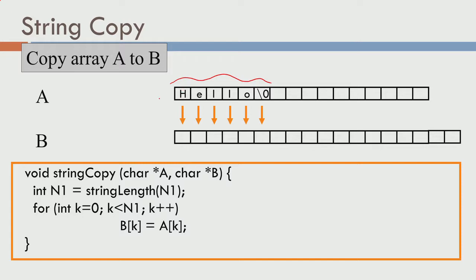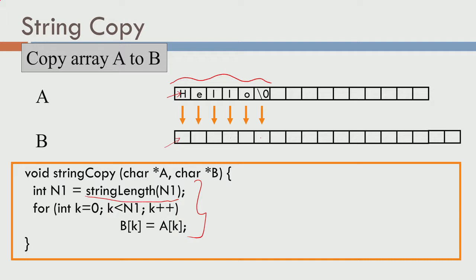So, the H in location 0 of A should be copied to location 0 of B. For example, this L should be copied to this location, this \0 should be copied here, because I am supposed to copy the whole string, and the notion of a string is only if it is terminated by the null character. That is what this program segment does. So, int n1 is string length of n1. Remember I wrote this thing called string length. If I pass hello \0 to it, it will tell me that the length of the string is 5, and we have k equals 0, k less than n1, k plus plus.